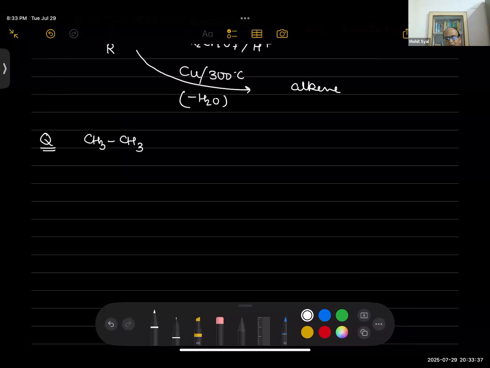Yeah, Ibrahim, are you there? So I am writing the steps. Got it? You need to tell me the reagent.